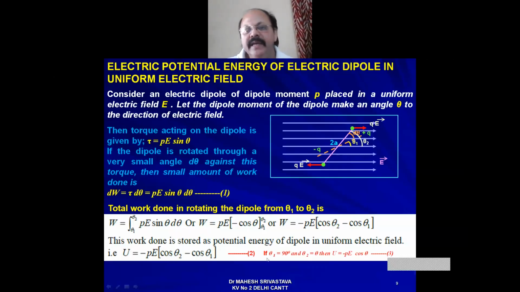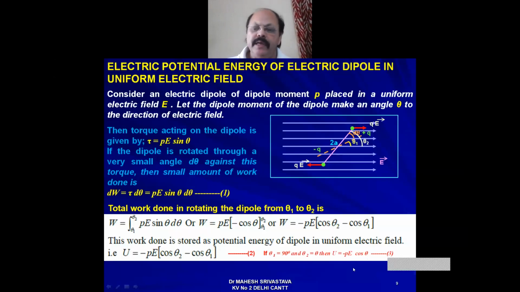Further, if we say that theta 1 equal to 90 degrees, meaning when the dipole is at 90 degrees with the direction of electric field and we rotate it to the angle theta, then from this equation 2, what will we get? If theta 1 equal to 90 degrees and theta 2 equal to theta, then the expression becomes U equal to minus PE cos theta. That is equation 3.